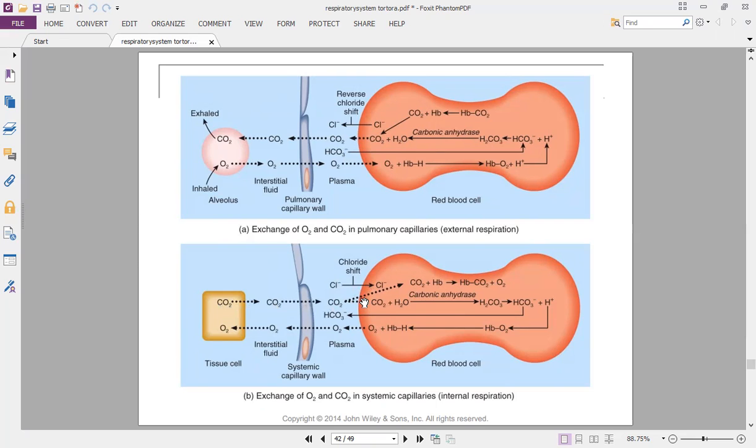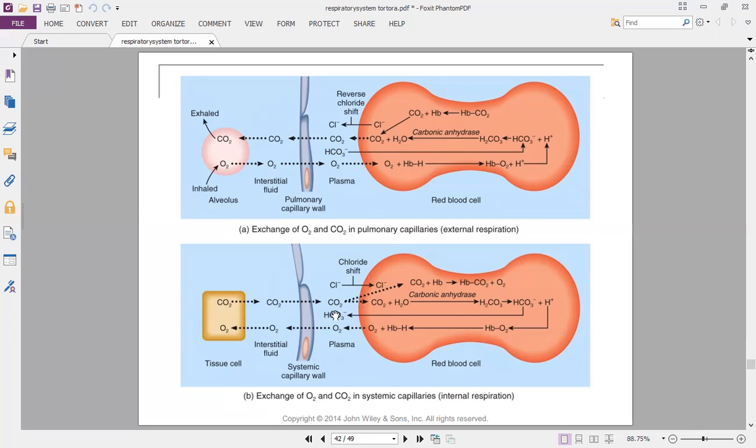When the chloride ion and carbon dioxide both enter together, carbon dioxide combines with water, and the carbonic anhydrase enzyme allows H2CO3 to form, which dissociates into HCO3 ion. HCO3 ion then goes out. When HCO3 ion is going out, this is a negative ion. This is where the chloride shift occurs.